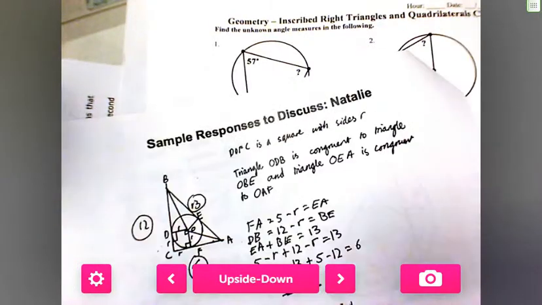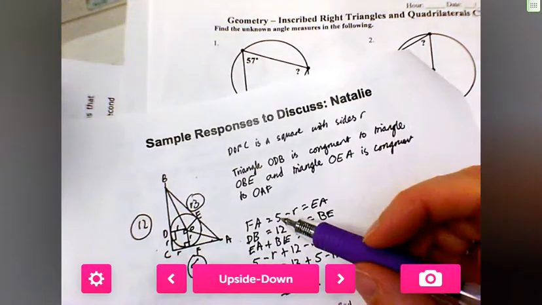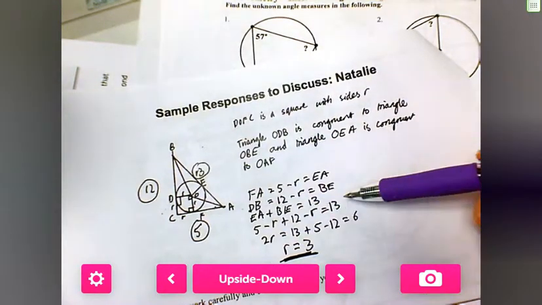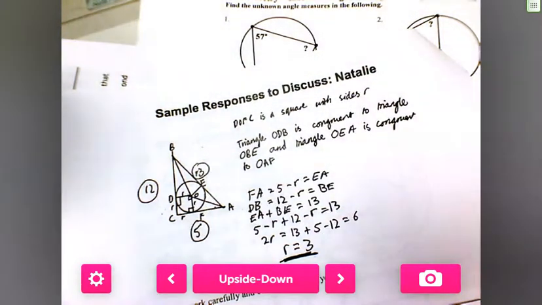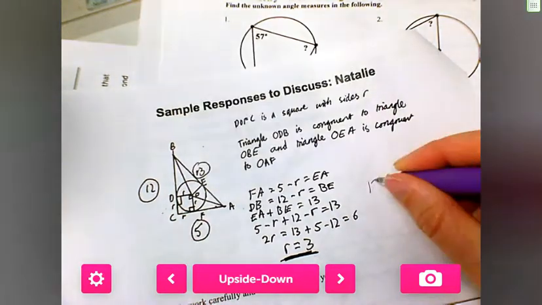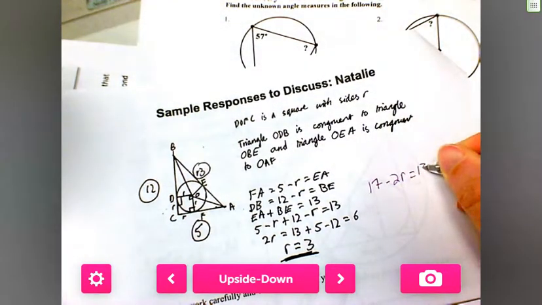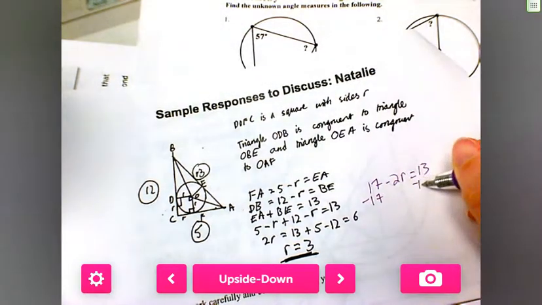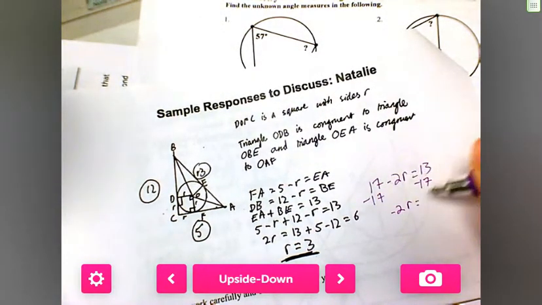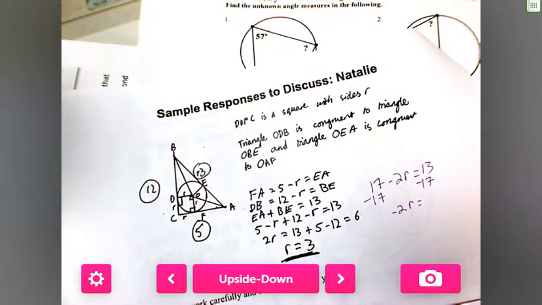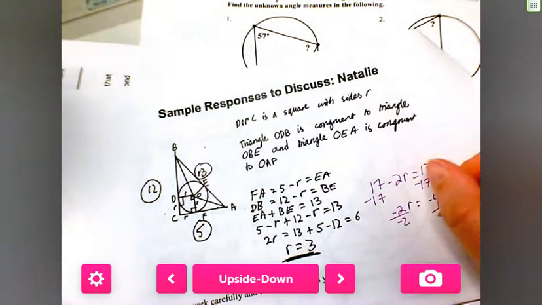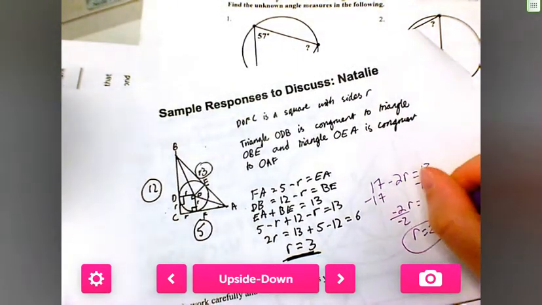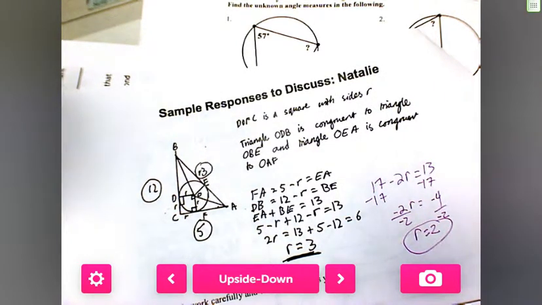While Natalie's does work, she did make a clear mistake. Okay, so we've got 5 minus r plus 12 minus r equals 13. 5 plus 12, we get 17 minus 2r equals 13. We subtract 17 from both sides. We get negative 2r equals negative 4. Divide by a negative 2, and we should get r equals 2. So Natalie's worked other than she did not do her math correctly.